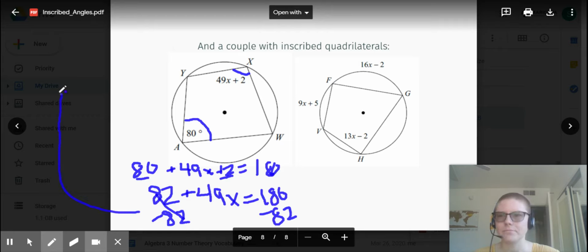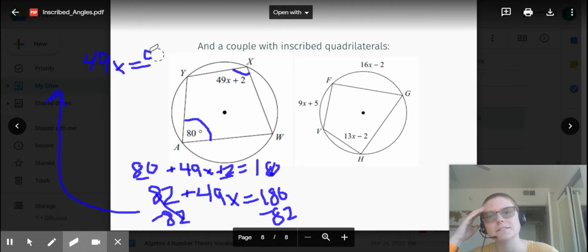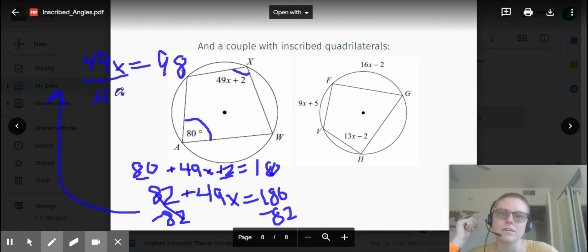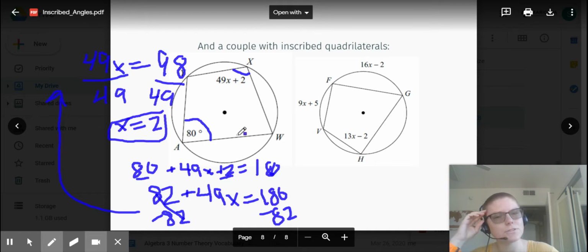49x equal to, and then 180 minus 82 tells me is 98. I just typed it in my calculator. We're going to try that again because that was like extra bad. 98. All right, and then we got to get x by itself, so we divide out 49. 49 goes into 98 2 times. We found that out earlier when we were finding measures of the angles given an arc. So x on this is equal to 2.